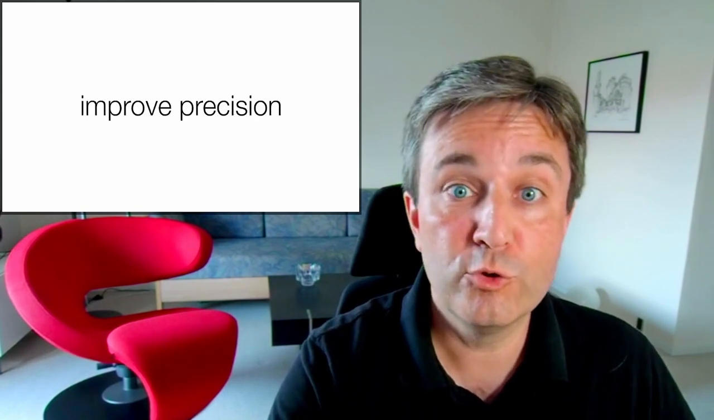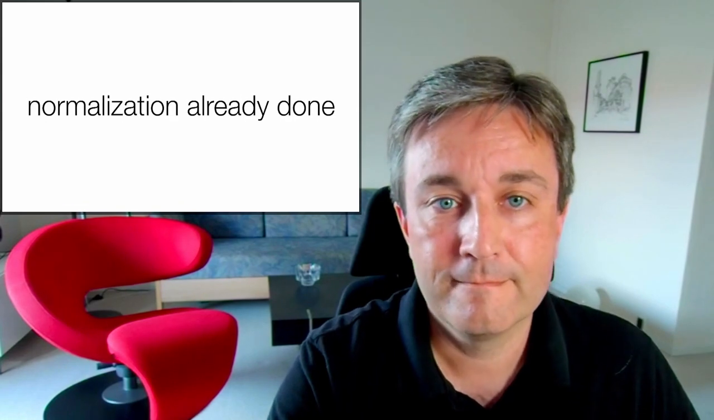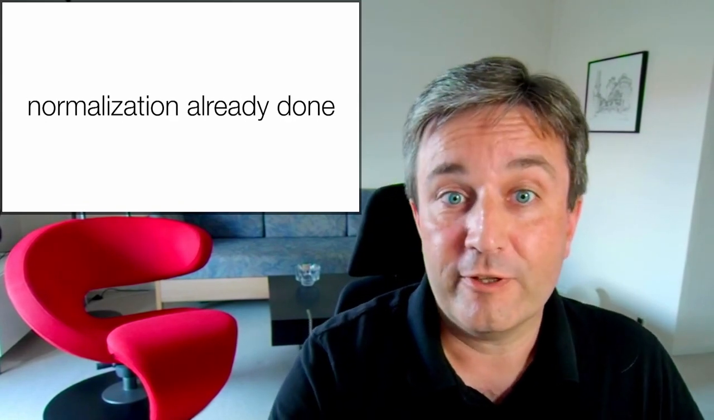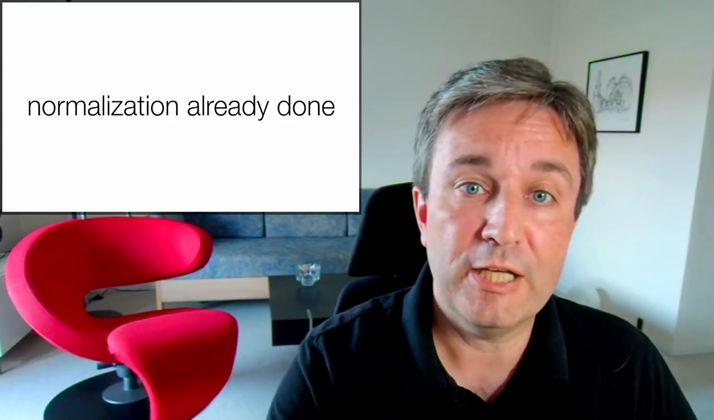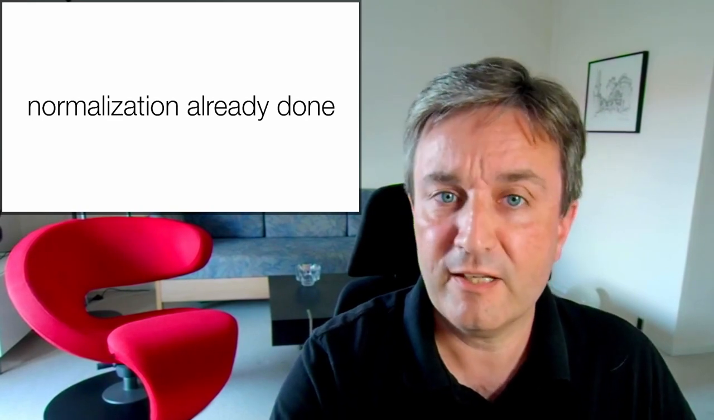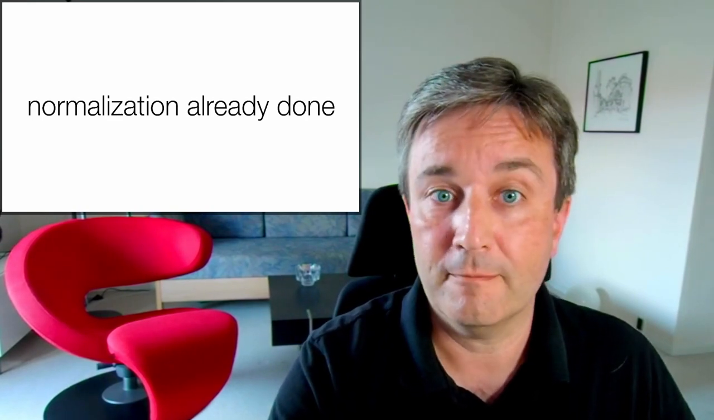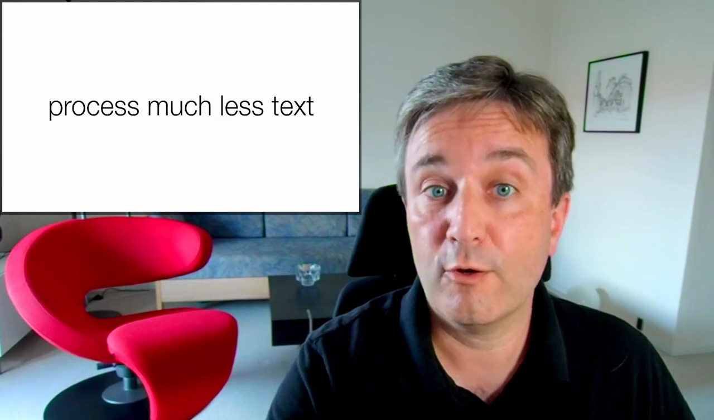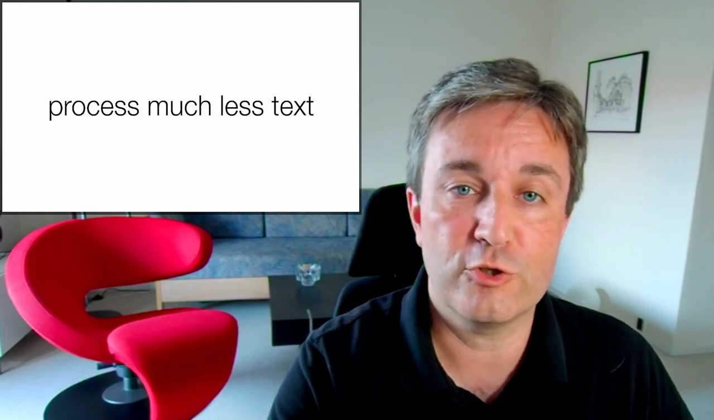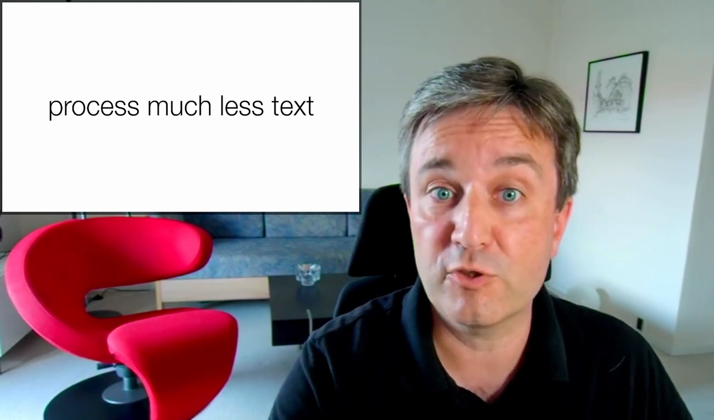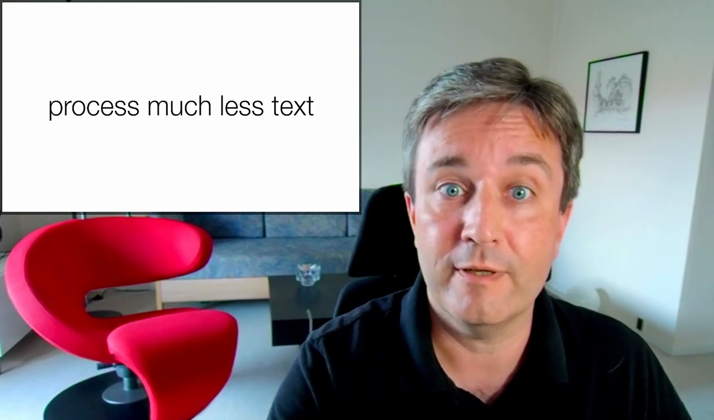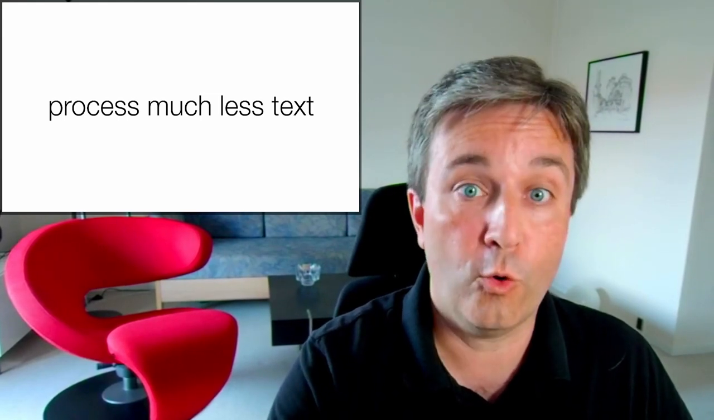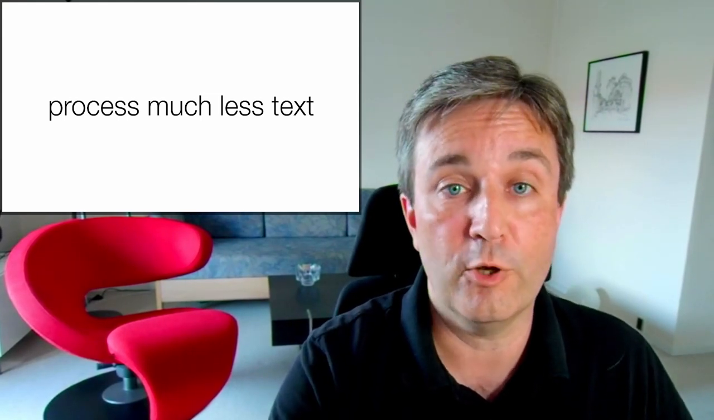That way you can improve the already good precision. And you have the further advantage that normalization has already been done thanks to the dictionary-based named entity recognition, so that problem is gone. And last but not least, it allows you to process much less text because you only need to look at the text around names that were already found in the dictionary, as opposed to having to process all text in your corpus through the deep learning model.